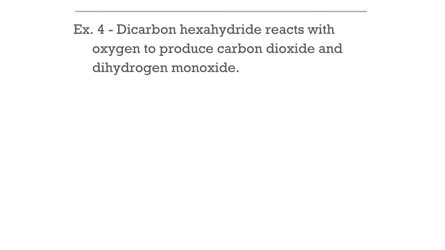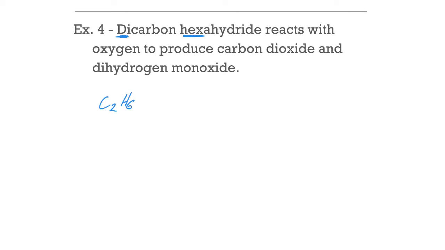Let's get into our last example as we finish up this lesson. We have dicarbon hexahydride reacting with oxygen to produce carbon dioxide and dihydrogen monoxide. Remember, when we see these prefixes, we know that we're dealing with molecular compounds, and so you can use that prefix chart on the back of your periodic table to help you. Dicarbon represents 2 carbons. Hexahydride represents 6 hydrogens.